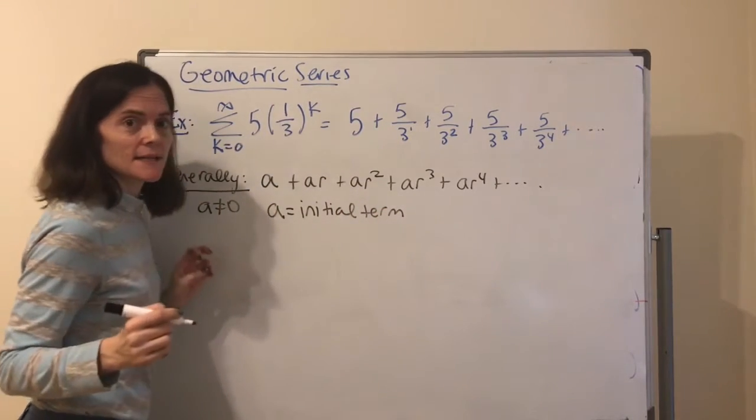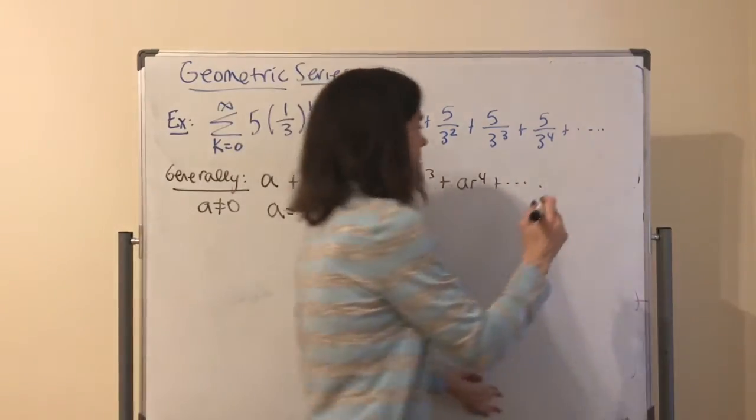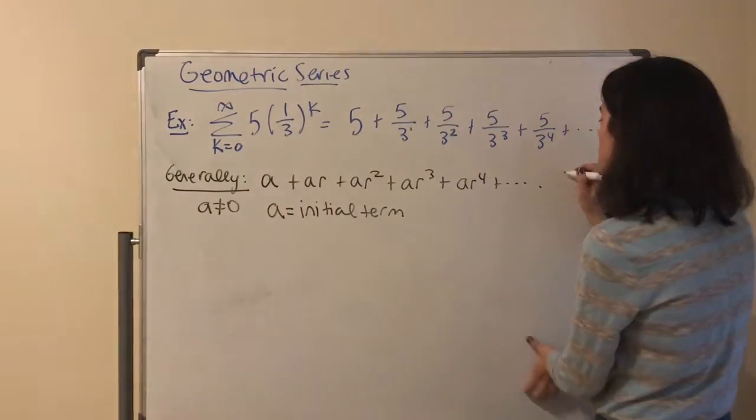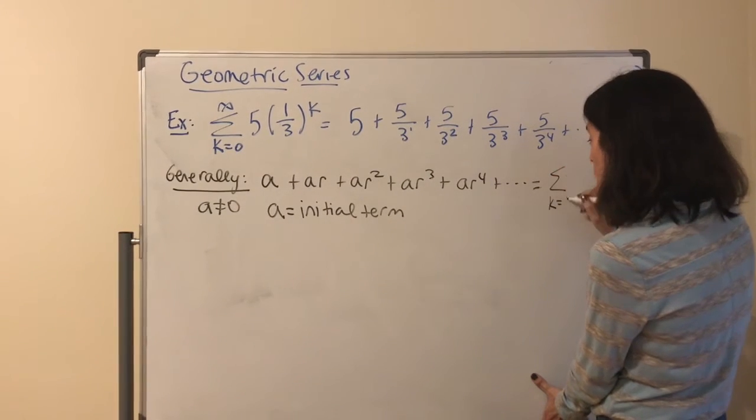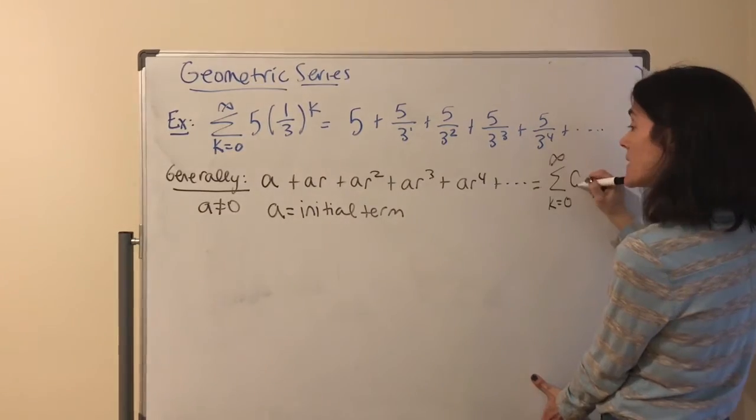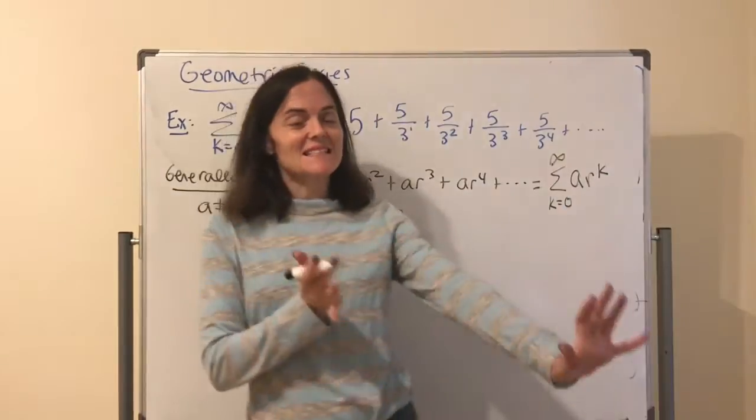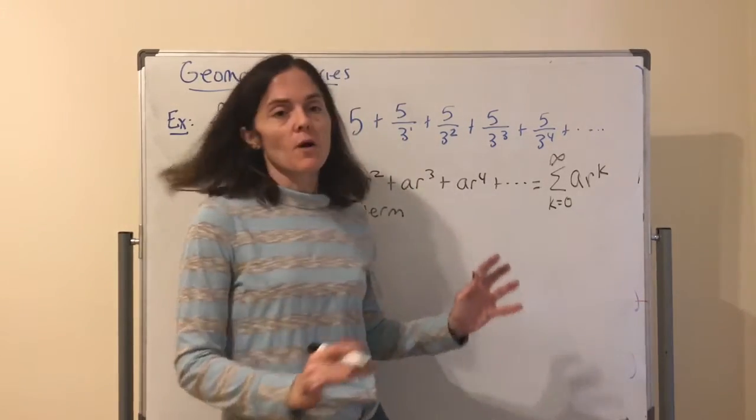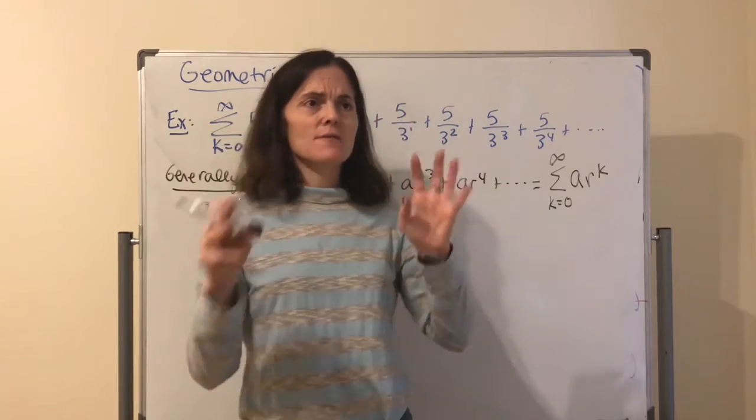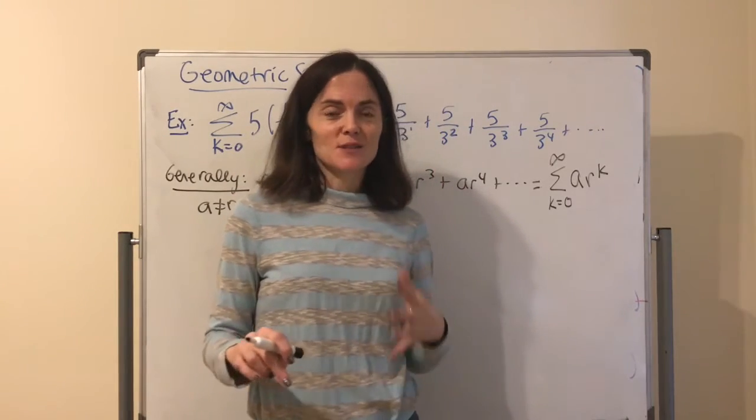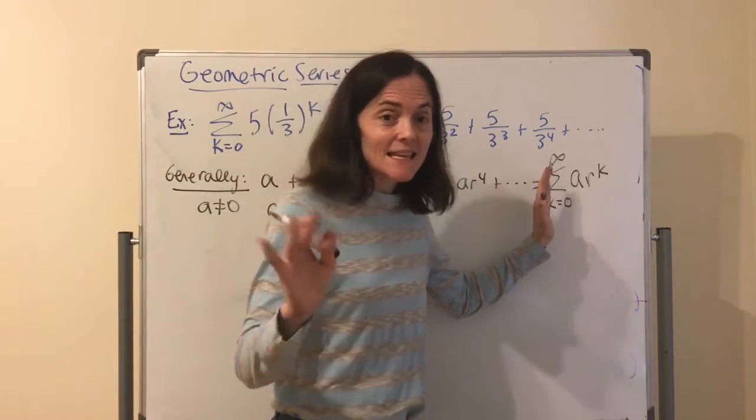If you are handed a series that begins at 0 and is of this form, I could write it with the indexing starting at 0 to infinity of a r to the k. But you might be handed something where the index doesn't start at 0, or you don't exactly see r to the k. You see some other things and you need to work with algebra to simplify. So you're not always handed it exactly like this.